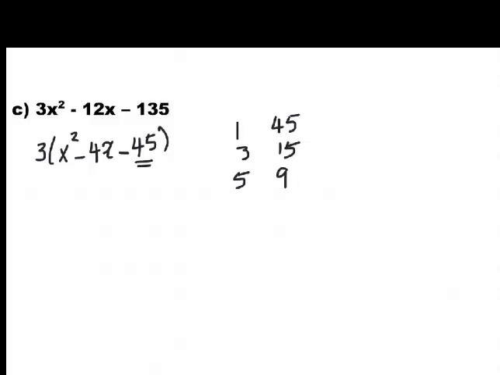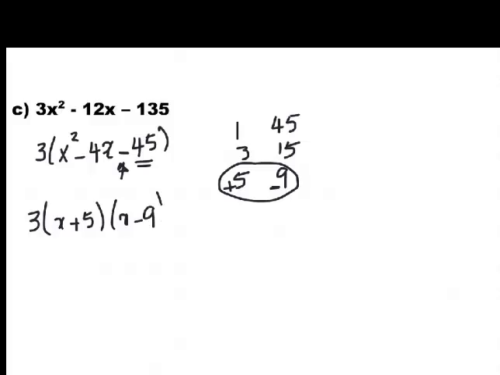Now, because the product is negative, this means that one of these numbers in pairs, they have to be negative. And the sum is negative 4. So this means the best candidate is 5 and 9. If I make this one negative and this one positive, negative 9 times 5 is negative 45, and negative 9 plus 5 is negative 4. So I get 3 times x plus 5 times x minus 9.